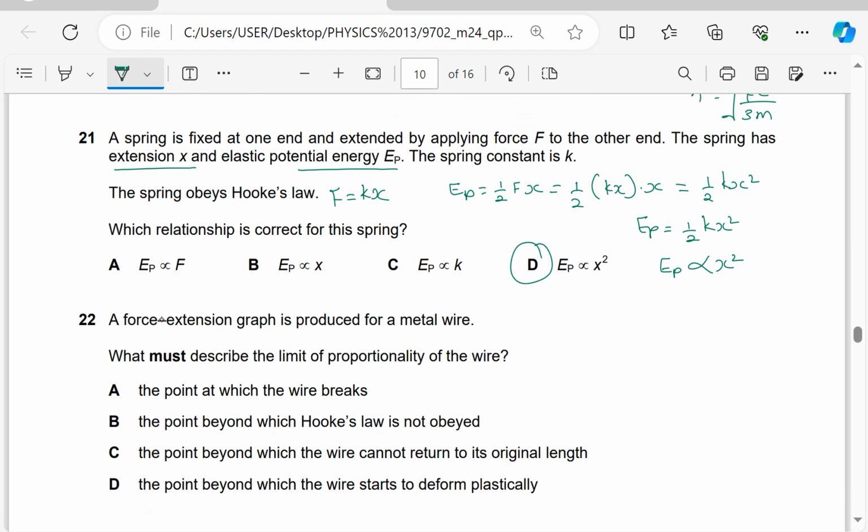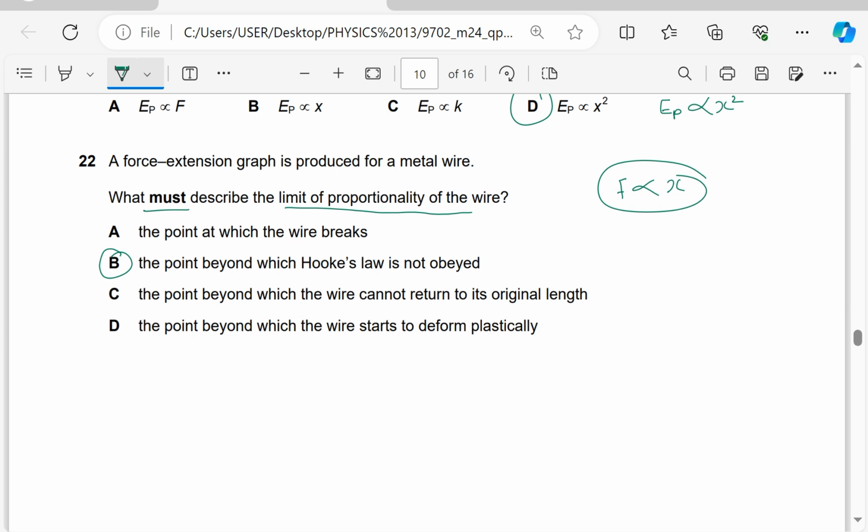A force extension graph is produced for a metal wire. What must describe the limit of proportionality of the wire? Remember, the limit of proportionality is where the line stops being straight. Where the line stops being straight, that's where Hooke's law stops being obeyed. So the point beyond which Hooke's law is not obeyed, of course, that is going to be the limit of proportionality, because if force is no longer directly proportional to x, then Hooke's law is no longer obeyed. So that is automatically B.